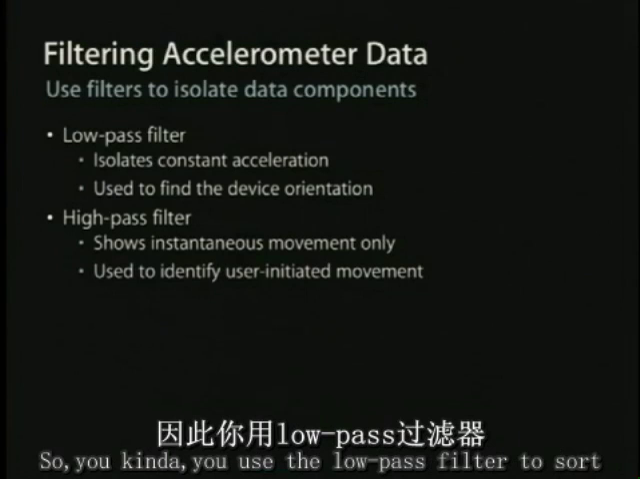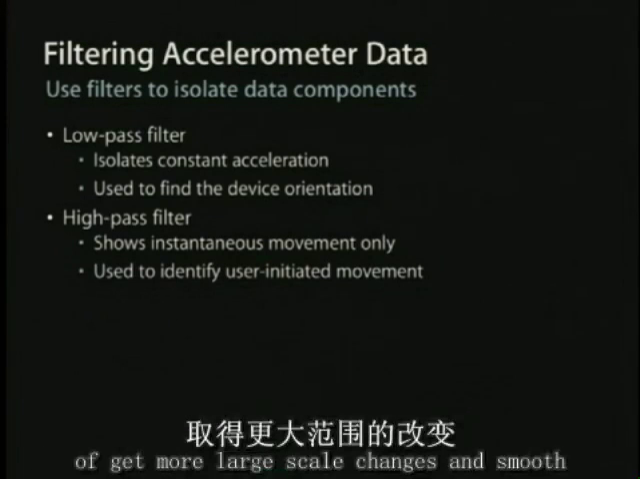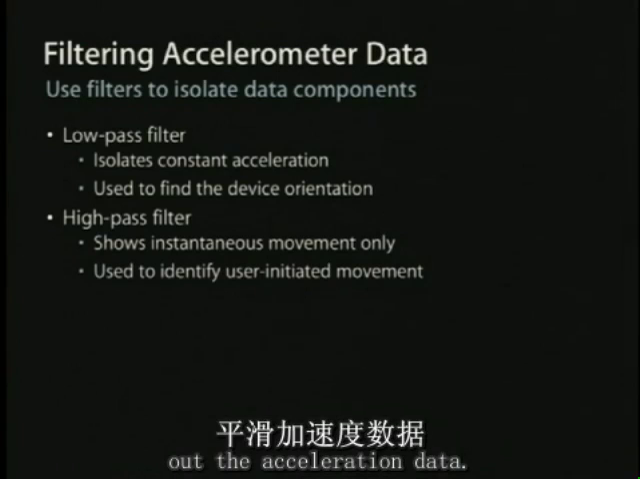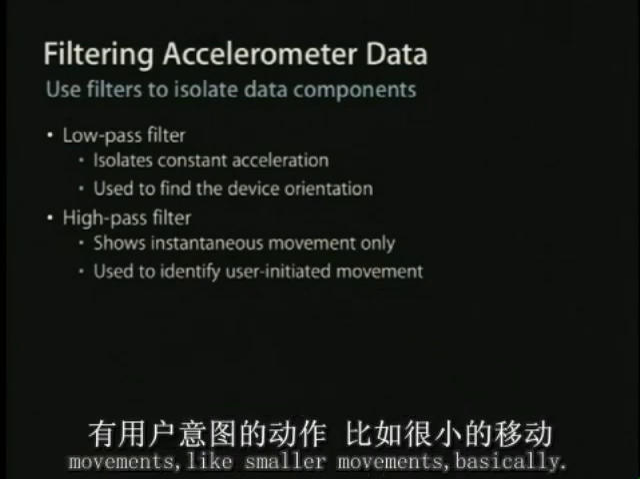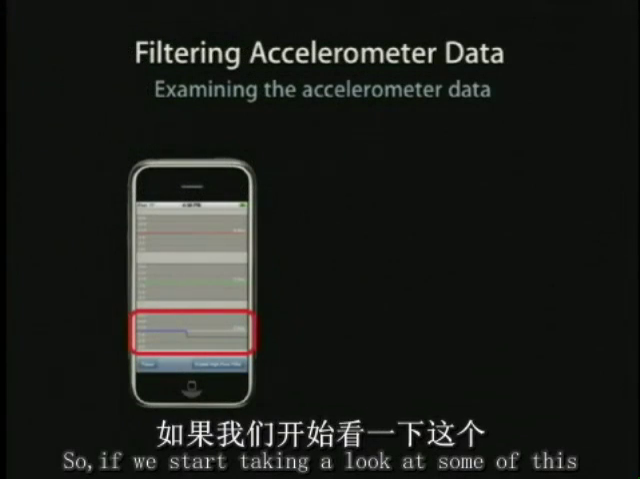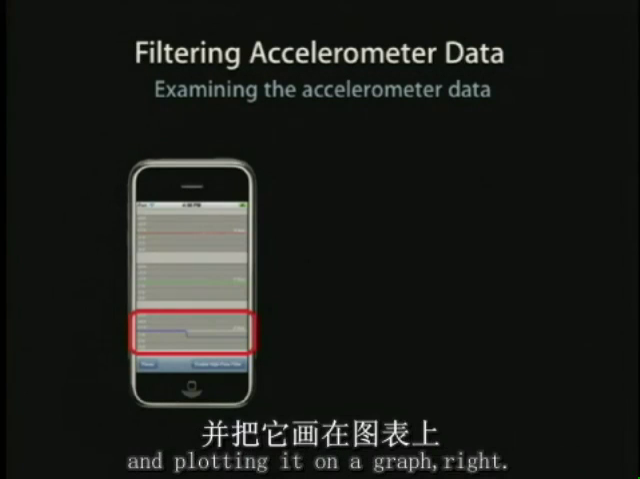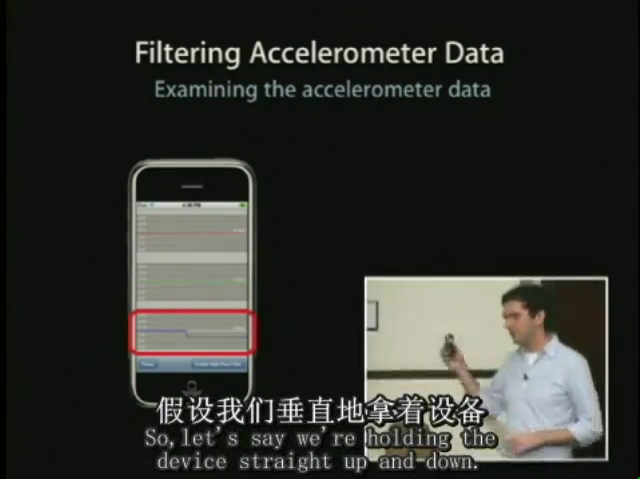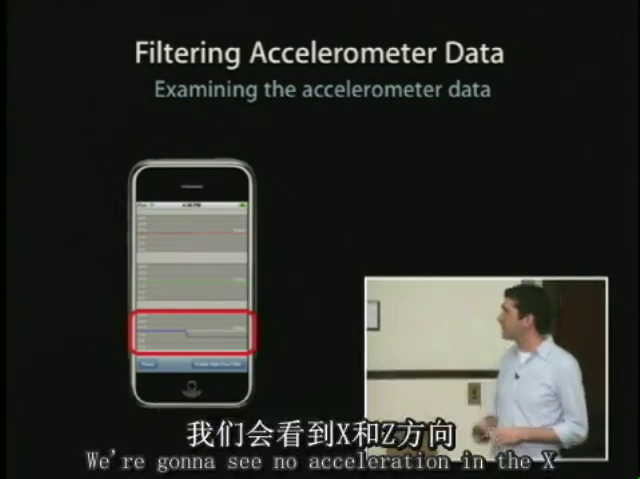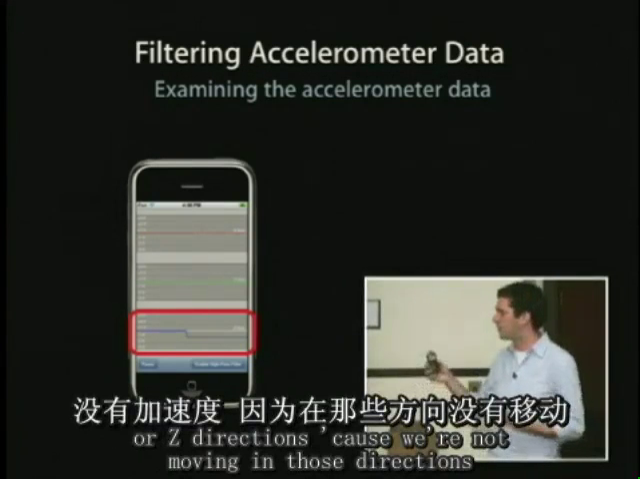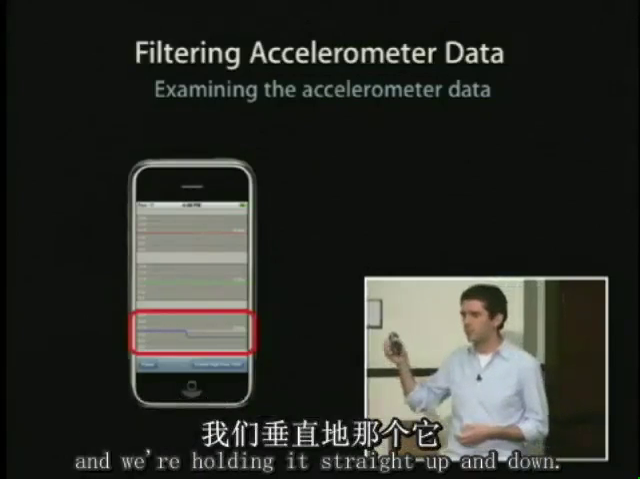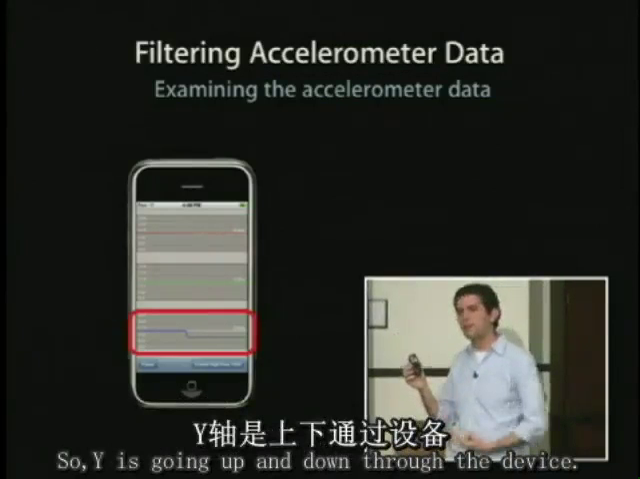So you use the low-pass filter to get more large-scale changes and smooth out the acceleration data, and the high-pass filter will give you more user-intended movements, like smaller movements, basically. So if we start taking a look at some of this and plotting it on a graph, let's say we're holding the device straight up and down. We're going to see no acceleration in the x or z directions because we're not moving in those directions, and we're holding it straight up and down. So y is going up and down through the device.